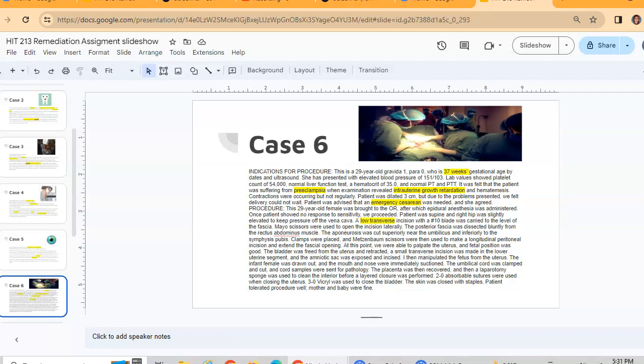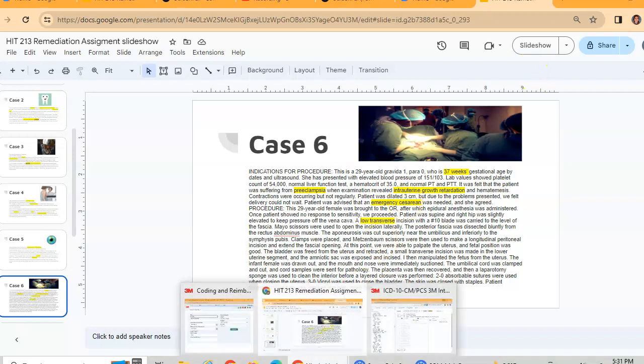Case 6. For case 6, patient presented 37 weeks pregnant with elevated blood pressure, suspected suffering from preeclampsia. Examination revealed intrauterine growth retardation or small fetal growth and vomiting blood. Contractions were occurring but not regular. Patient was 3 centimeters dilated. Due to problems presented, emergency C-section was advised. A low transverse incision was made and carried to the level of the fascia. Patient tolerated procedure well, and mother and baby were fine.